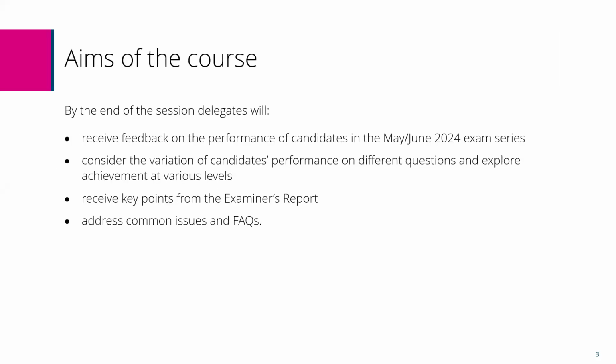So the aims today: we've only got an hour, so we're looking at hopefully giving you some feedback on the performance of candidates in the May-June exam series. We're going to consider the variation of candidate performance on different questions. Basically, we're looking at what good responses look like and what less good responses look like, what the higher and lower responses were. We're going to look at key points from the examiner report and think about any common issues. So that's our cunning plan.